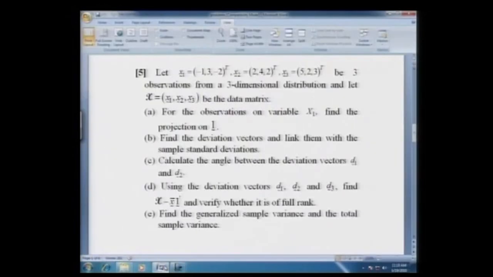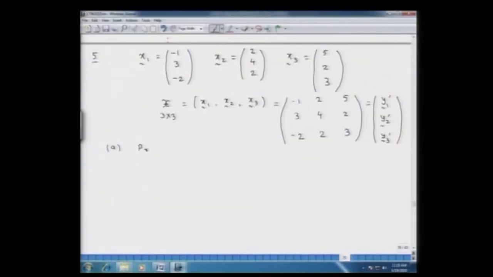And this is the problem: we are trying to find the projection of the observations on variable x1, that is the first row of that script x matrix. We are trying to find the projection of that on the 1 vector. So, we are trying to find this projection of y1 on this 1 vector, which is 3 by 1, where this 1 vector is nothing but it is holding the 3 entries as 1. So, that would be given by y1 prime 1 divided by 1 prime 1, this multiplied by this 1 vector.